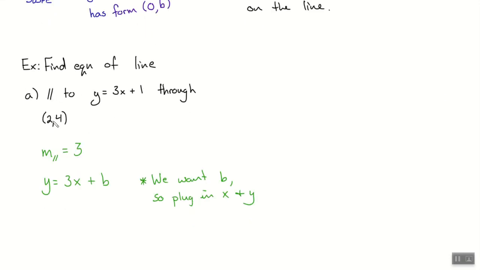Check it out. We know it runs through the point x is 2, and I'm going to really try to separate this. It runs through the point 2 and 4. Can I rewrite this equation and just plug in x and y? And does this feel like something you remember doing in algebra?